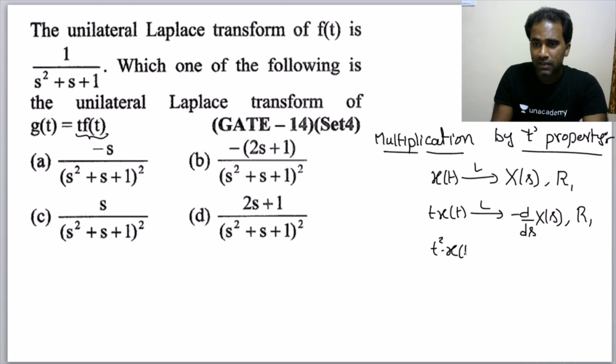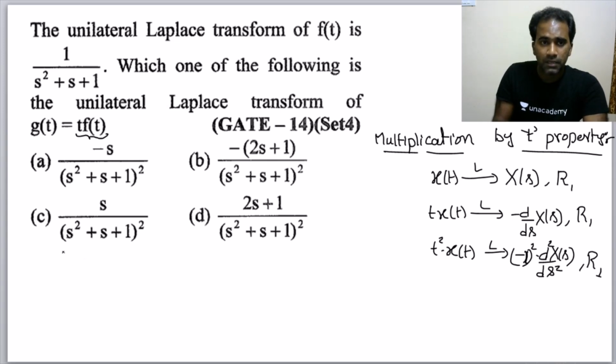You can apply for any power of t. Then you just differentiate it once again and apply minus. It will be minus 1 whole square into d square by ds square of x of s. Similarly, you can do it, multiply t again, one more minus, once again differentiation. The ROC will not change.